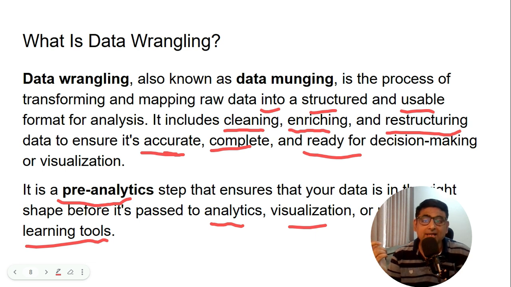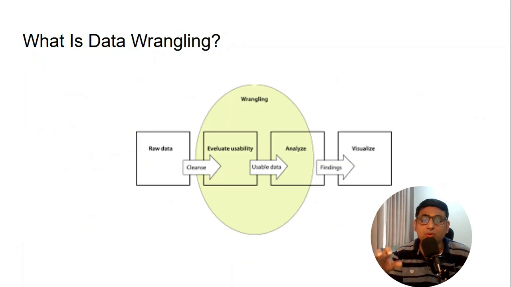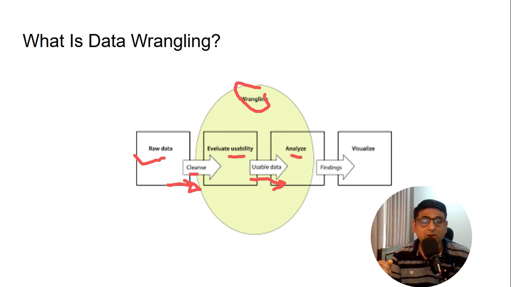So how data wrangling looks from a top view is what I'm going to show in this slide. Here you can see you have a raw data, then you are cleaning up the data, then we are evaluating whether the data is usable. So this whole process is data wrangling. And then we are making this usable data. We analyze this data, make sure the data is useful for the analytic capability, and then only we are taking this data and moving it to the visualization part.